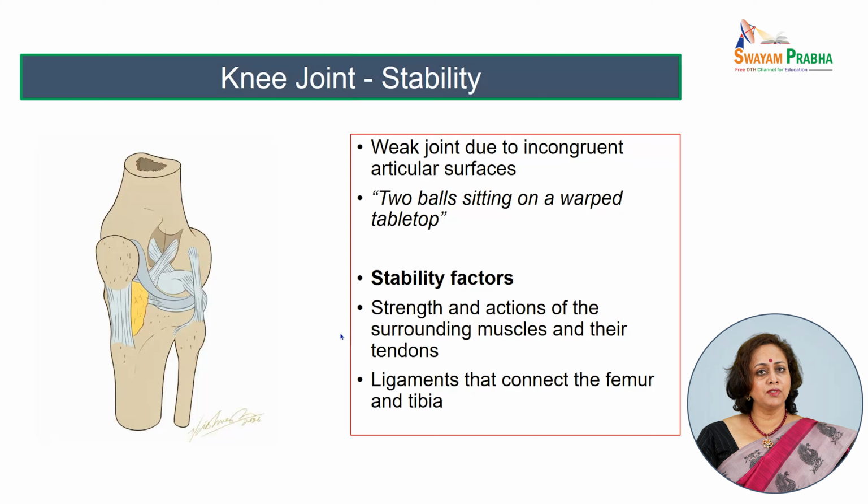So, the strength of this muscle, especially the vastus medialis, is very important for maintaining the stability of the knee joint. Another very important factor is all the ligaments that connect the femur to the tibia and as well as patella.